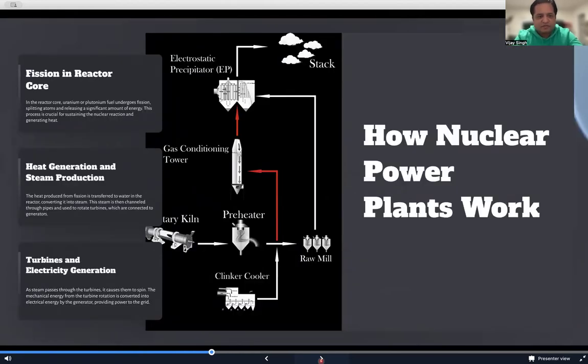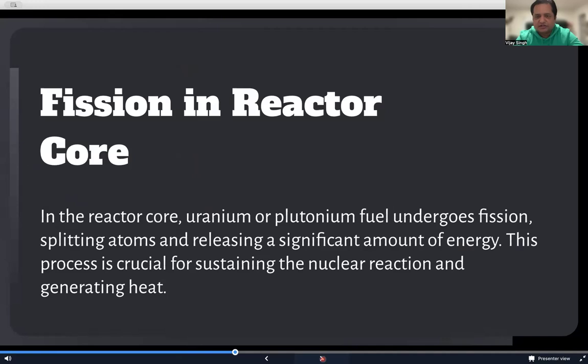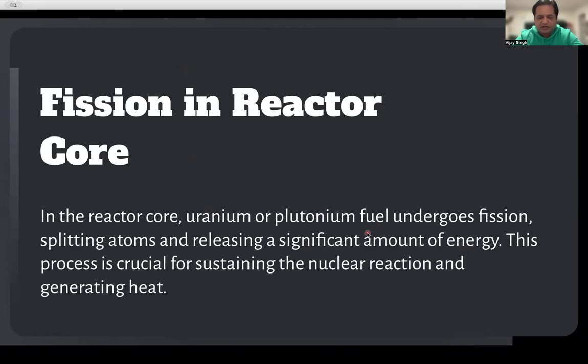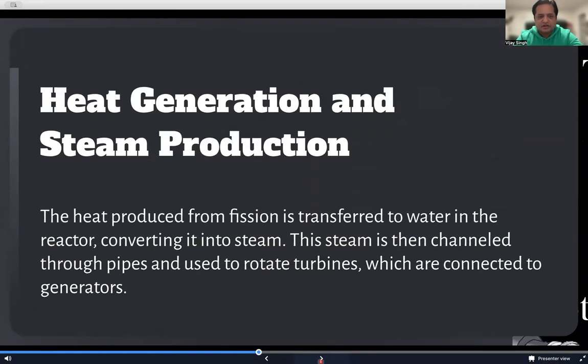Now, what are the different parts of a nuclear power plant? You have the core, the heat generation and steam production, the turbines and the electricity. The core is where the fission reaction takes place. In the core, uranium or plutonium fuel undergoes fission, splitting atoms, releasing significant amount of energy. This process is crucial for sustaining nuclear reaction and generating heat.